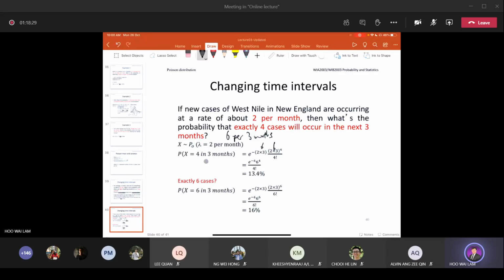If it's actually 6 cases, you are just changing the x value, right? So nothing to do with your lambda value, but you change your x value and then you basically increase your probability.